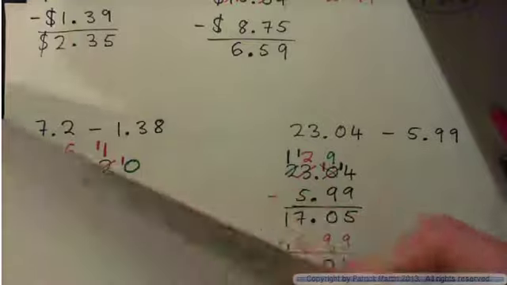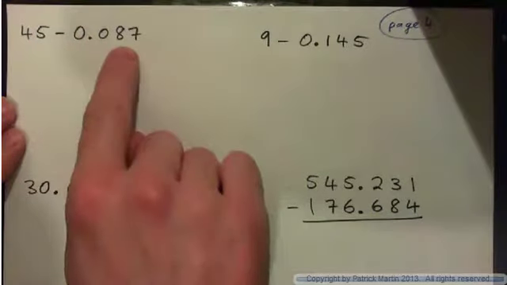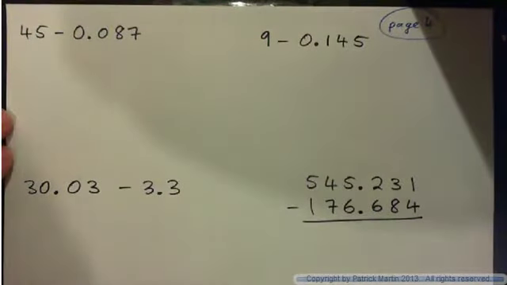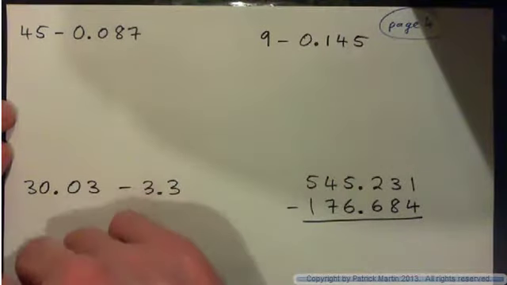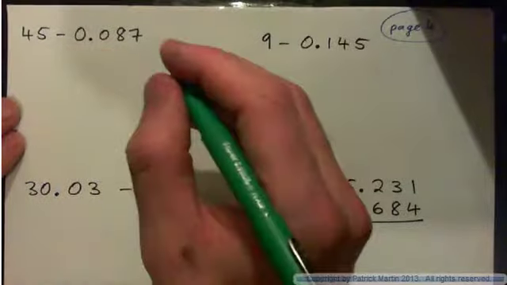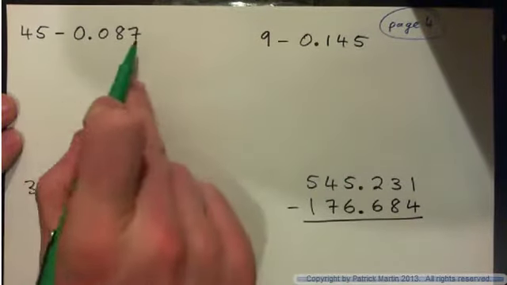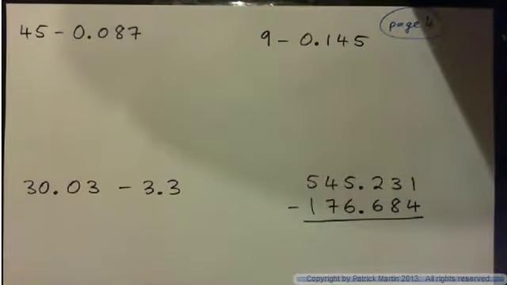Okay, so some more practice with that type of thing. What are you going to do with 45 subtract 0.087? And by all means, you can race me and try to do these faster than I can. No problem. Or you can press pause and try them, or whichever. In this one, press pause and see if you can figure it out. At least write it out. How are you going to write this one out?